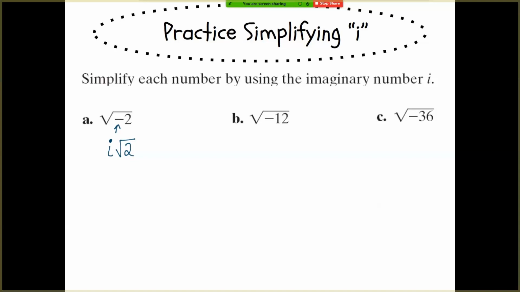For letter B, I know automatically I'm going to have an i in my answer, but then I'm going to look at 12. 12 does simplify. I can break 12 up into the square root of 4 times the square root of 3. Well, the square root of 4 is a perfect square. Square root of 4 is 2, so I'm going to have 2i, and then my square root of 3 stays the same. I don't know what the square root of 3 is. So that right there would be my answer.